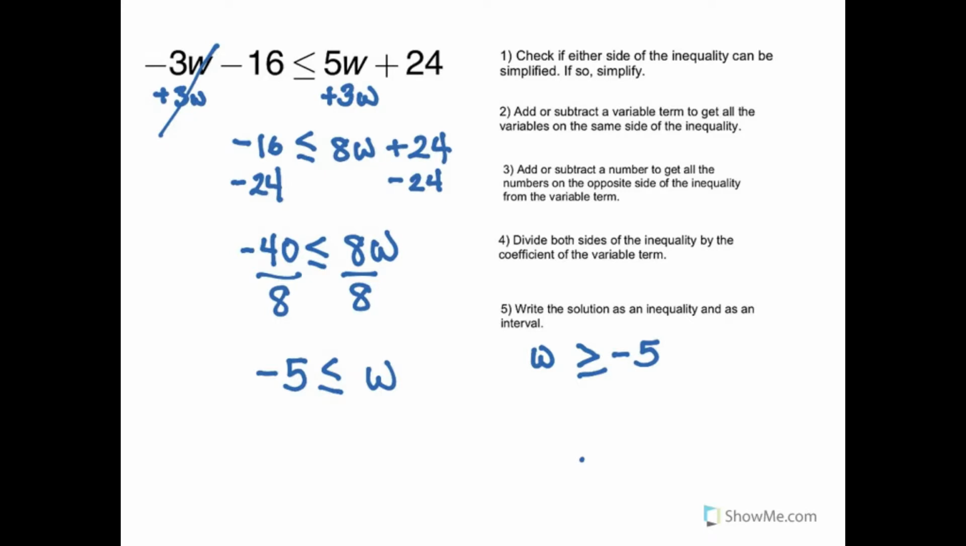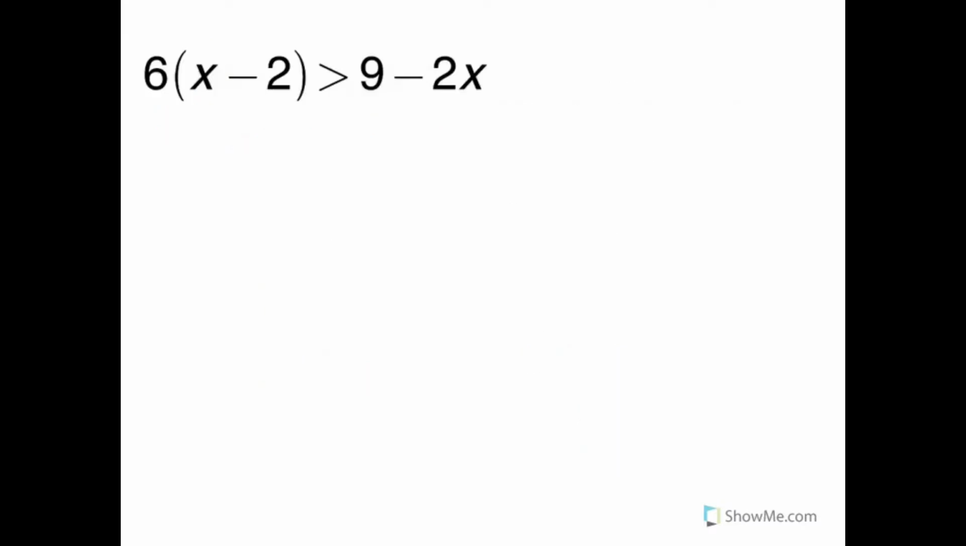And I'd also like to write an interval that shows the solution. Since I have a greater than or equal to, negative 5 is included in this set, and it goes to infinity. All the numbers bigger than negative 5 are solutions for the inequality.